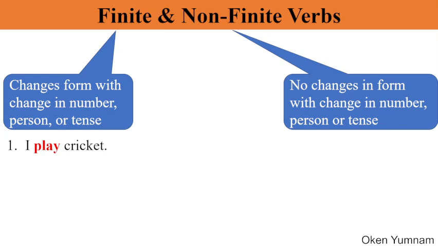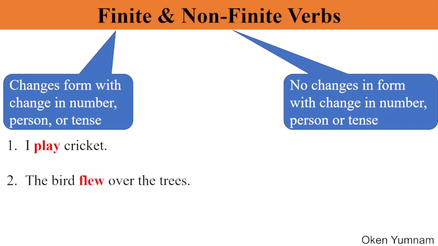I play cricket. If we change I into she or he, it becomes plays. So it changes its form if we change the person, number, or tense. It may be I am playing also, if it is present continuous. So when we change number, tense, or person, it changes its form. So play here is a finite verb.